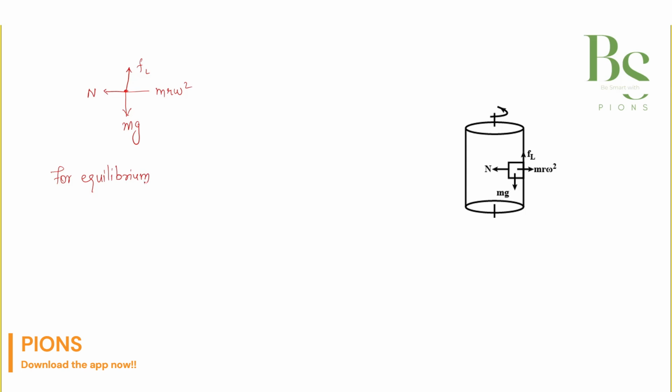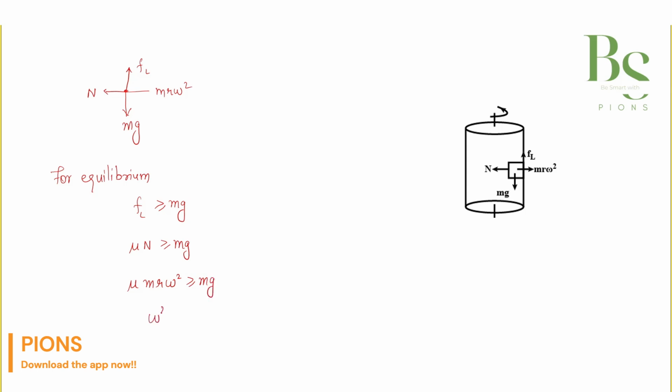So, for equilibrium, the frictional force FL, the limiting friction, must be greater than or equal to the weight, right? Because if the weight is greater, the block will slide down and fall to the ground. So FL, the limiting friction, must be equal to the weight. And what is FL? It is mu N, and that must be greater than or equal to the weight mg. And what is N? From the free body diagram, we can see that N is nothing but m r omega square, right? They are equal. So mu m r omega square must be greater than or equal to mg.